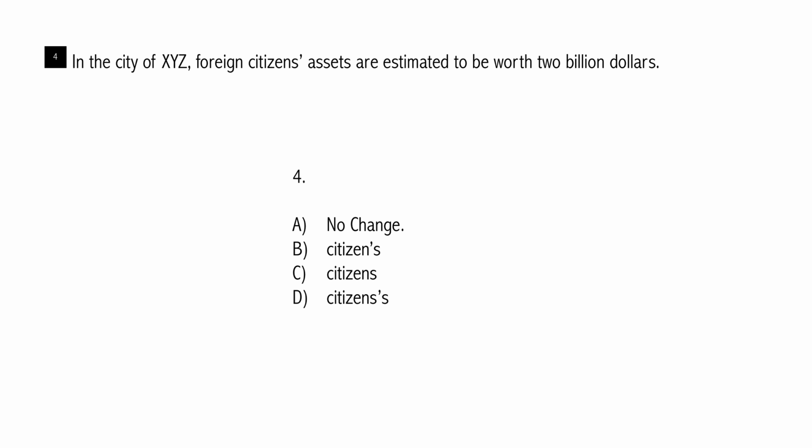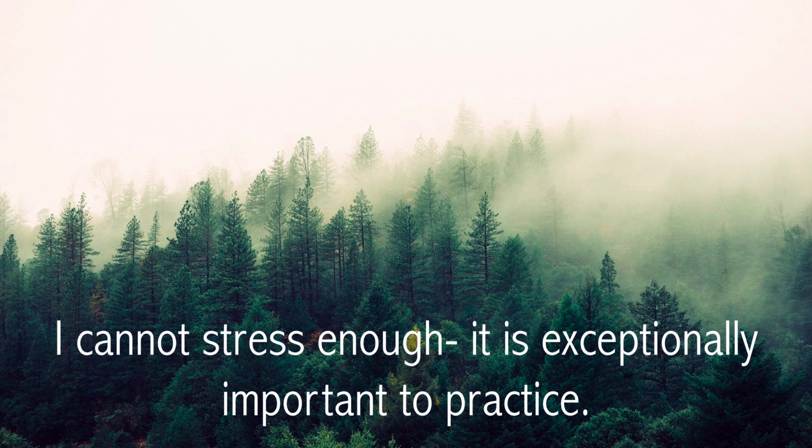In the city of XYZ, foreign citizens' assets are estimated to be worth $2 billion. Now we are talking about the assets of all the citizens within city XYZ, and therefore the apostrophe comes after the S, and therefore it has been used correctly, and there is no change.